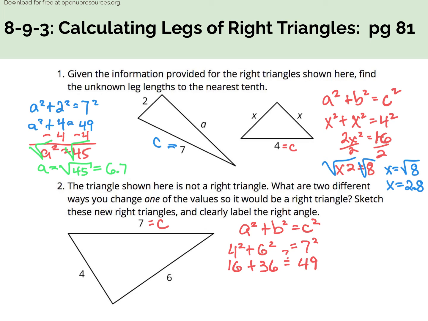Again, we're going to ask if both sides are equal. So 16 plus 36 equals 52. Does 52 equal 49? No. Is it a right triangle? No, it is not.